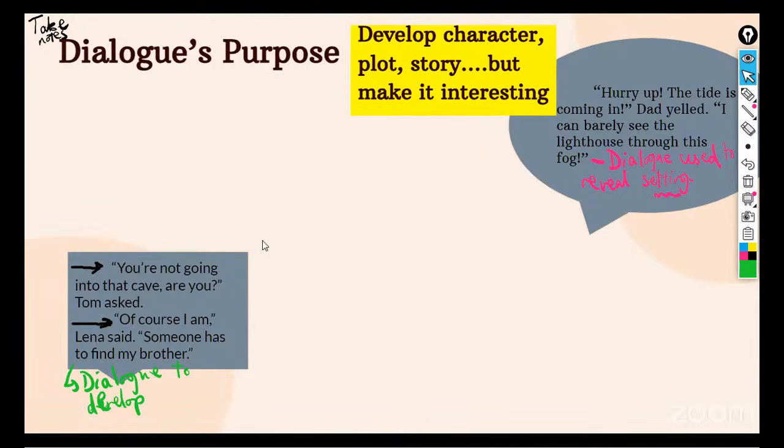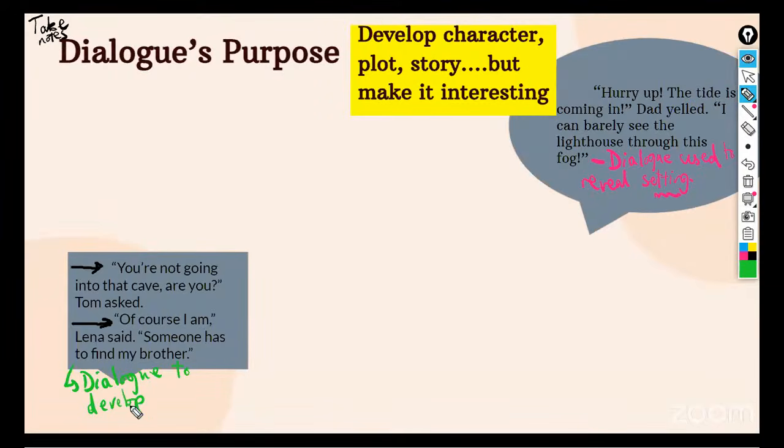Yes, and Tom might be protective because he's saying you're not going in the cave, right? But in this case, Lena is the brave one. Also, Tom might just not be brave. Yeah, Tom could be scared. We would need the rest of the story to know what is going on. But we could tell that Lena is brave. And we could also tell possibly that she is loyal.